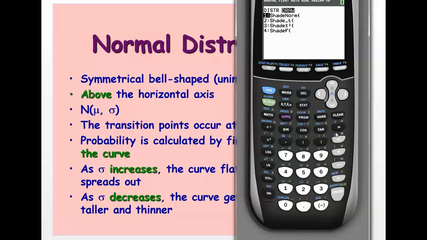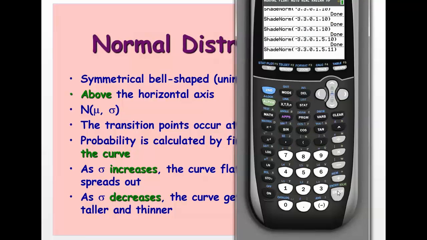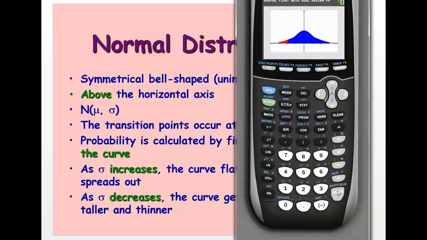Let me switch colors on us. So -3 to 3, 1.5. Let me switch it to red. Your calculator might not be able to do that, but as it's drawing that in, you can see that when the standard deviation increased, the curve got flatter.